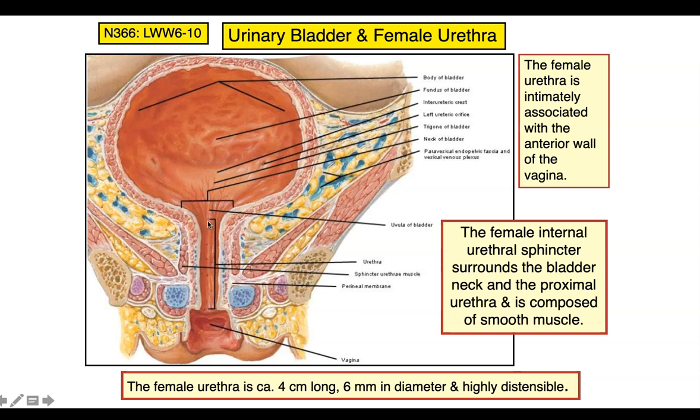The female urethra passes through the perineal membrane. It is short, approximately 4 centimeters long. It has the external urethral orifice within the vestibule of the vagina. The vestibule of the vagina is the space in between the two labia minora. These are the labia majora and the labia minora.